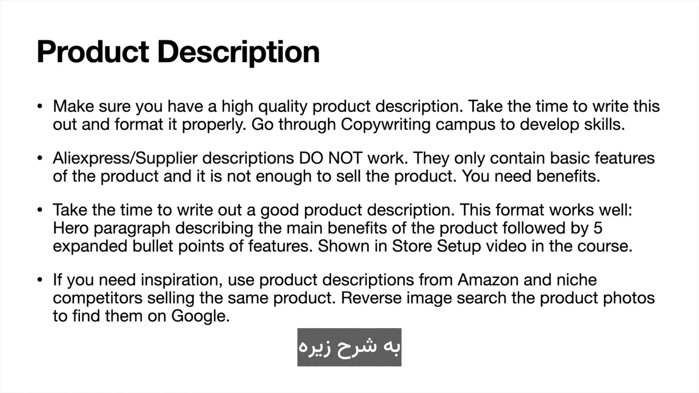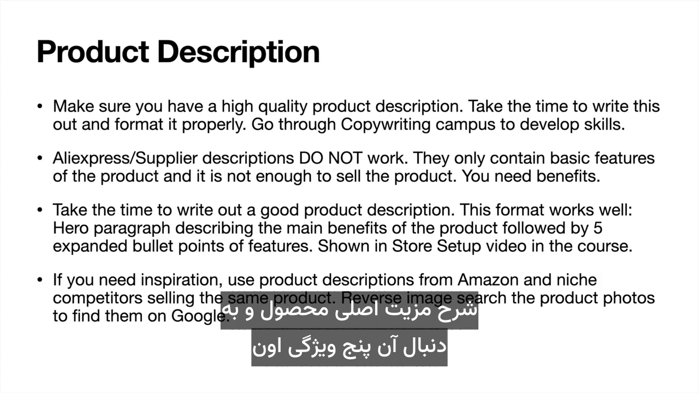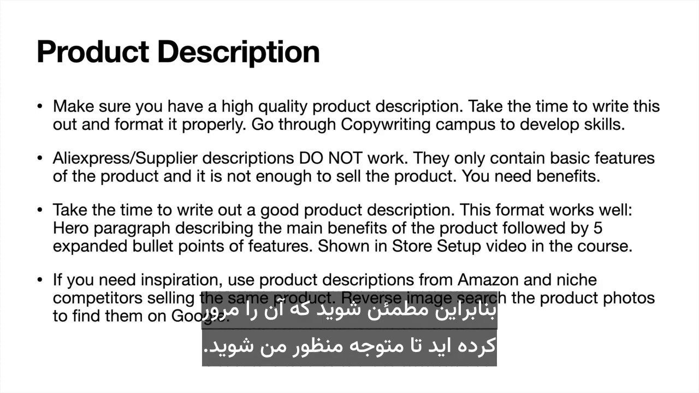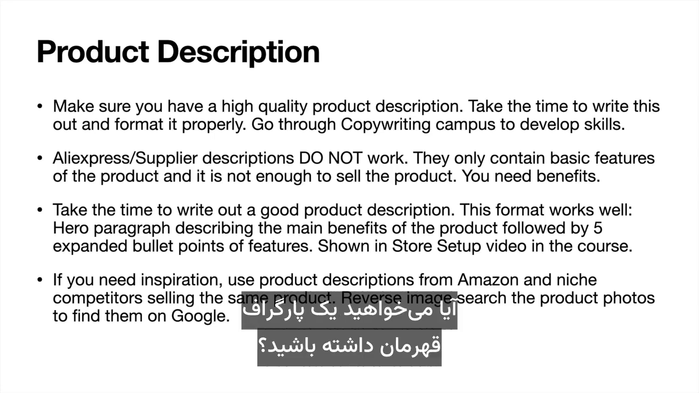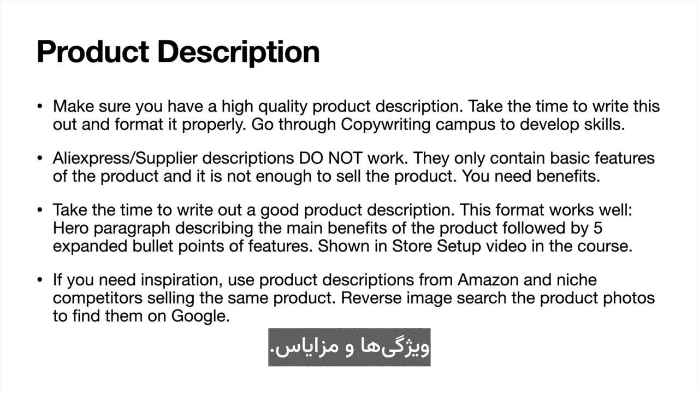The format that works well is as follows. First, you want to have a hero paragraph describing the main benefit of the product, followed by 5 expanded bullet points of features. I show an example of this in the store setup video in the course, so make sure you go through that to get an idea of what I mean. So you want to have one hero paragraph, which is the first paragraph, describing the one core value proposition of the product, and follow that up with 5 expanded bullet points of features and benefits.